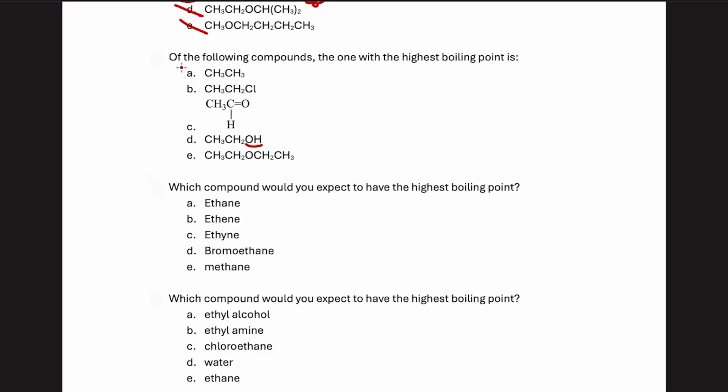Answer choice A, hydrocarbon. Definitely weak intermolecular forces. B, you have an alkyl halide. It's polar, but so what? It doesn't have hydrogen bonds, and so we can eliminate that choice. C, even though you have this oxygen, there's no hydrogen on it, meaning you do not have hydrogen bonds, so you can eliminate C. And E, again, it's an ether, no hydrogen bonds, you can eliminate it. You're left with answer choice D.